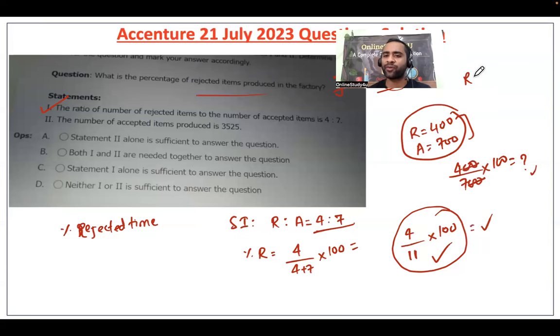See, they might give you rejected is equal to 800 and accepted is equal to 1400. Then also you will be getting the same answer, because the ratio of this is nothing but 4:7. If you understand this, then the problem will become very, very easy.